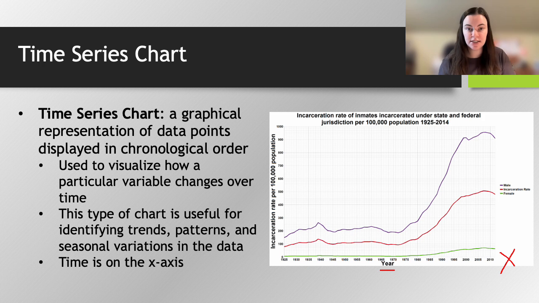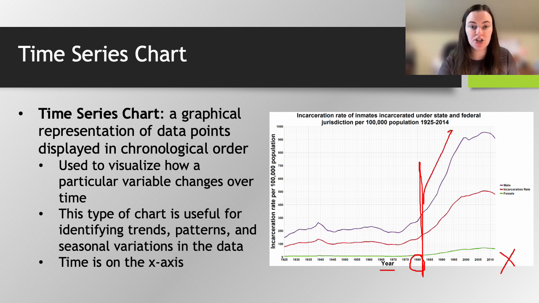In this case, let's take a look at our time series chart that's here on the right-hand side of the slide. What we're looking at here is the incarceration rate of inmates incarcerated under state and federal jurisdiction from the years 1925 to 2014. And because we're tracking this over time, what we can see is that there is a sharp increase that happens starting in about the year 1980. And so what we can look at is what type of policies we were enacting in that period of time that would cause such an increase in our incarcerated population.